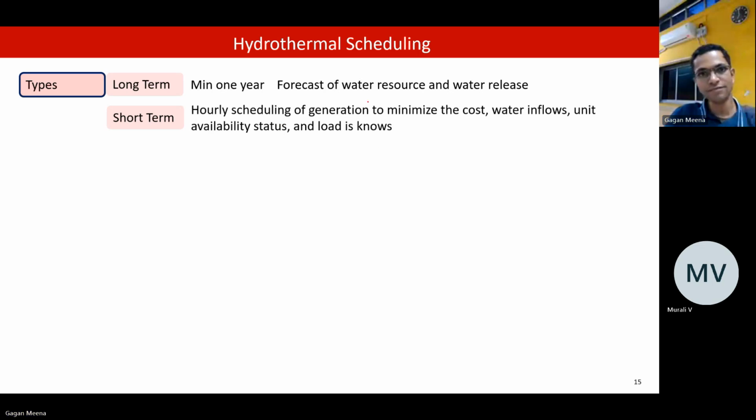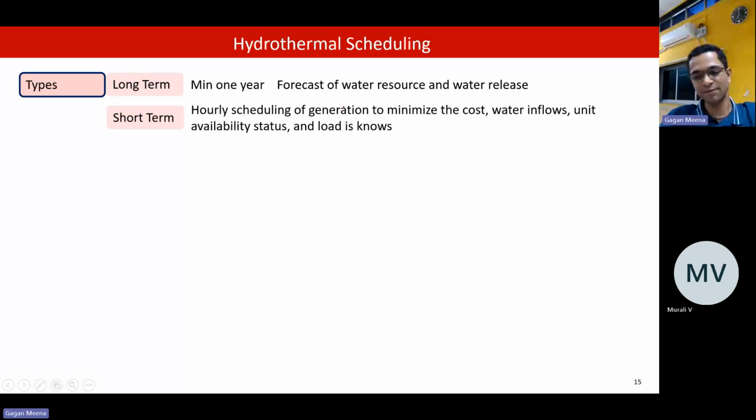So here, in hourly scheduling of generators, we know these things. Water inflow, we know. Unit availability, we know. In one hydro plant there are several units. Similarly, in one thermal plant there can be a number of units, 5 units, 2 units, depending upon the size of the thermal plant or hydro plant. In some hydro plants there can be even up to 12 units. Big hydro plants have 12 turbine generator sets.